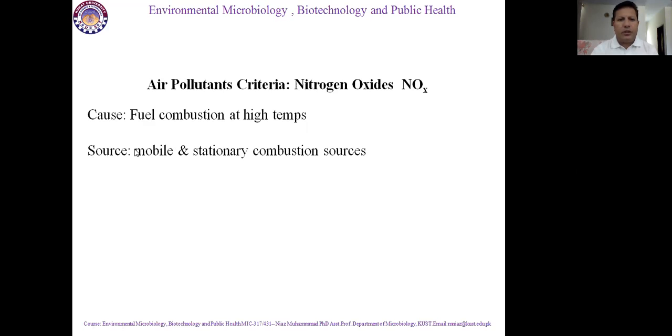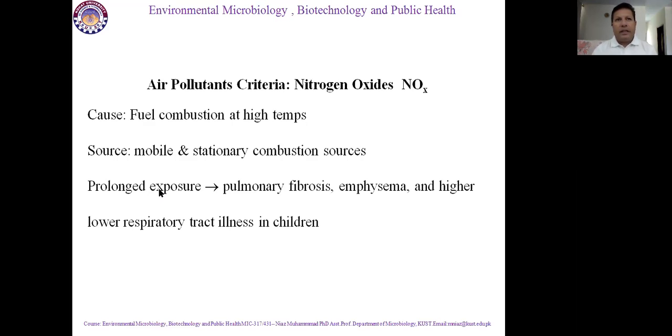And if you look at the sources, these are mobile and stationary combustion sources: automobiles and stationary combustion sources. Different nitrogenous sources are organic molecules or organic materials which are burned on Earth, and that is responsible for releasing the nitrogenous gases to the environment.